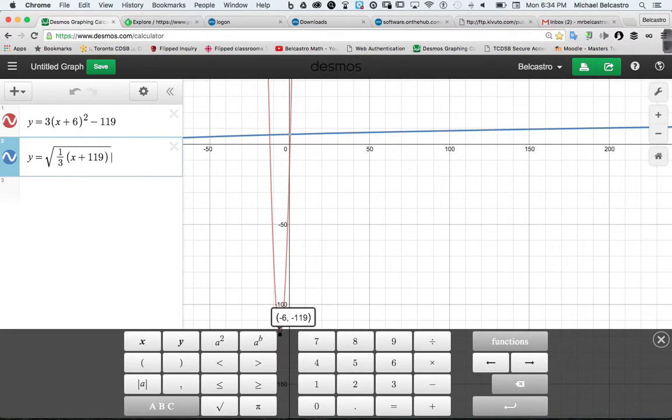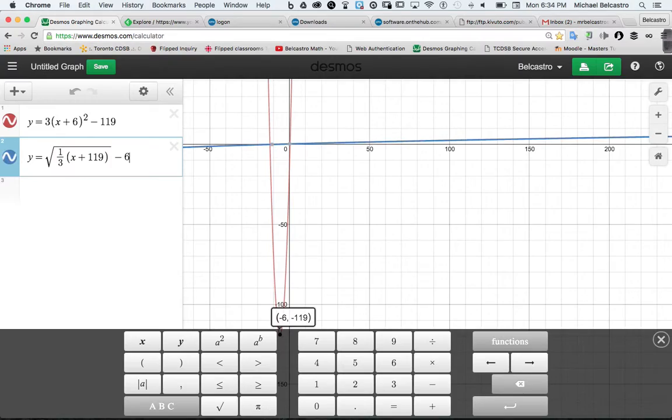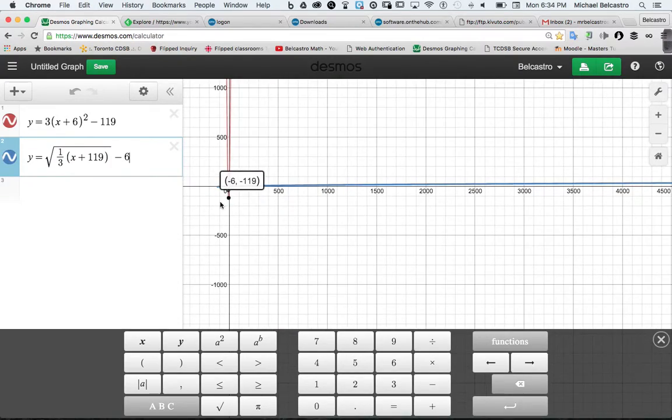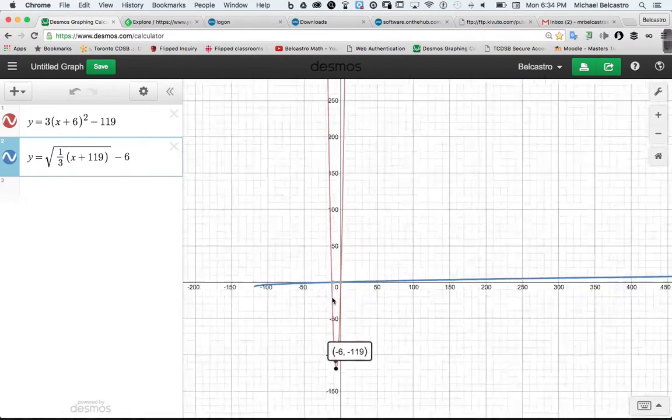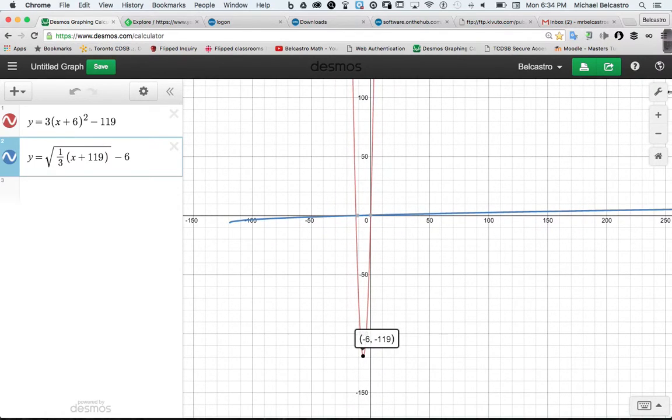119 bracket, and we say minus 6. Minus 6. So I'm going to give ourselves a bit of a better scale here because this is hard to see. And it has to be a function. Yes, so you'll notice that this didn't draw the bottom part, right?